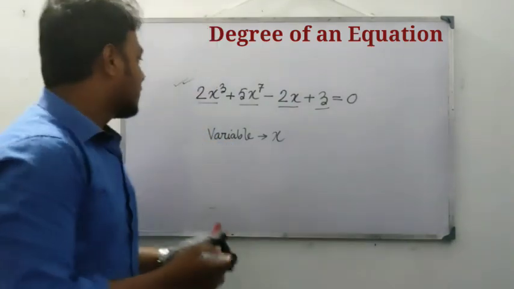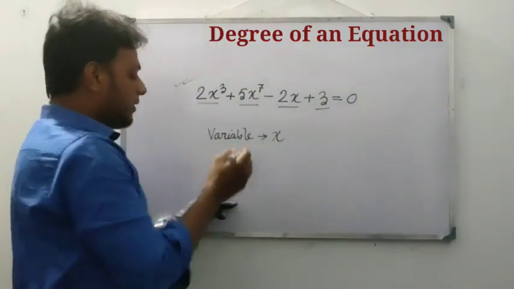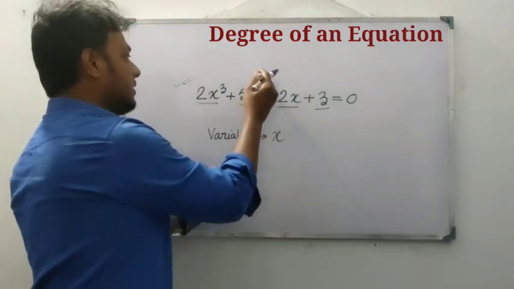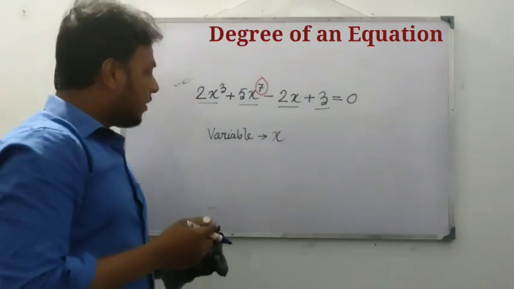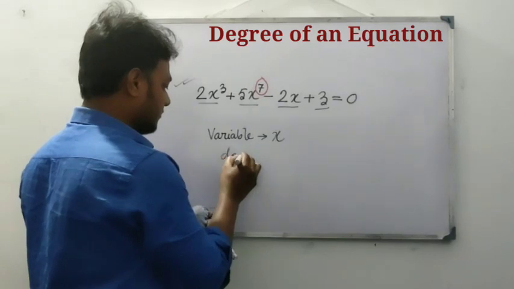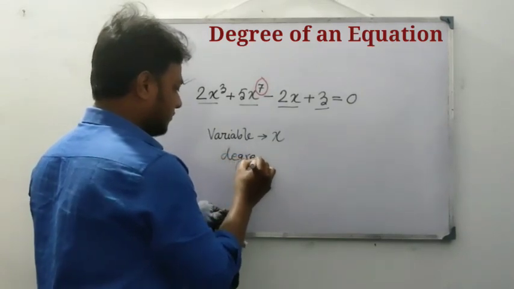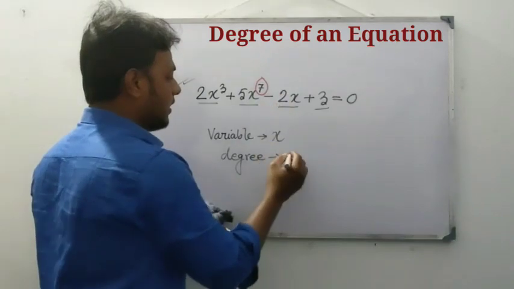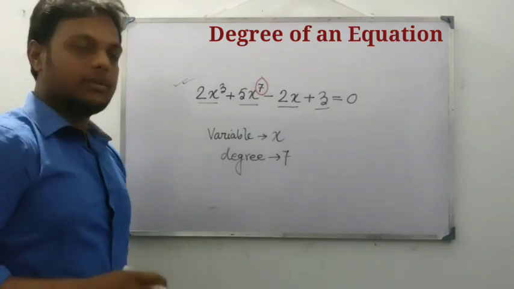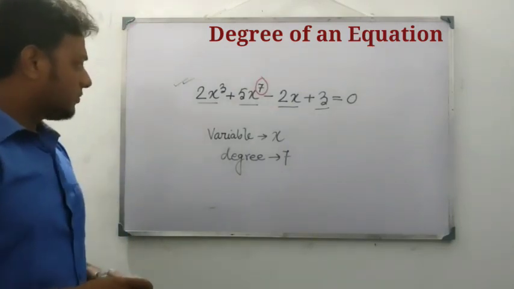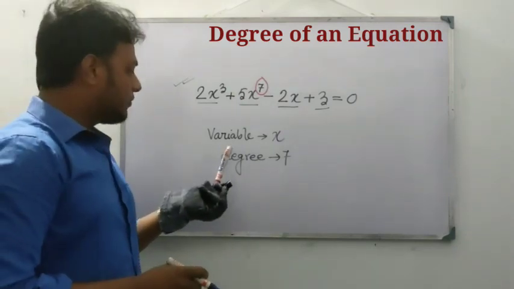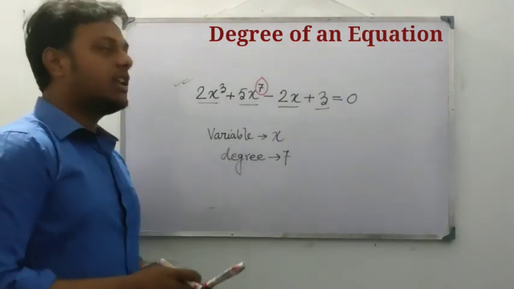Is it clear? So here x is the variable, so what is the highest power? See, in this term this 7 is the highest power. So the degree of this equation is 7, since the highest power of the variable is 7. This is the way to find the degree of an equation.